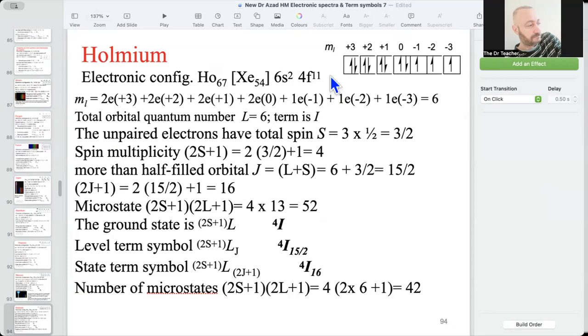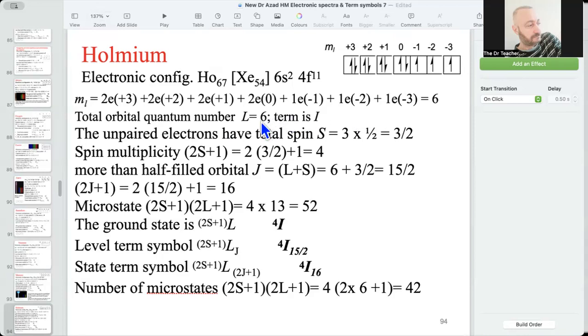What you can do is multiply. We need the total of ML to obtain the L. So you say 2 electrons times plus 3, 2 electrons times plus 2, and you add all of these together: 2 times plus 1, 2 times 0, 1 times minus 1, 1 times minus 2, 1 times minus 3. In total we end up with 6. Now the total orbital quantum number will be 6.